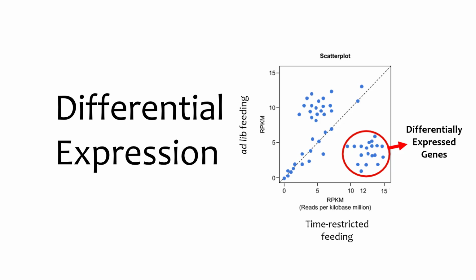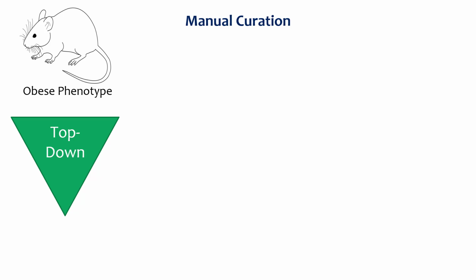or diets. Say we observe an obese phenotype that differs among groups of mice depending on their feeding condition, such as ad libitum versus time-restricted feeding, or TRF. In order to figure out which transcripts are related to this phenotypic difference, one approach is to specifically look at genes that are known to be associated with lipid metabolism pathways. This is the manual curation method.